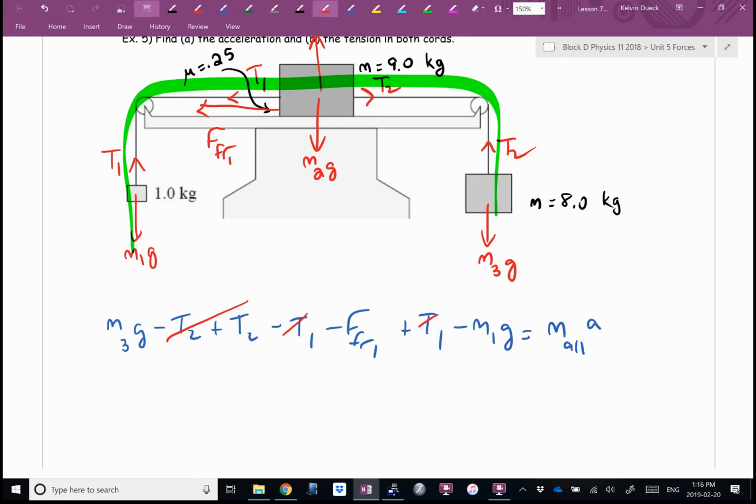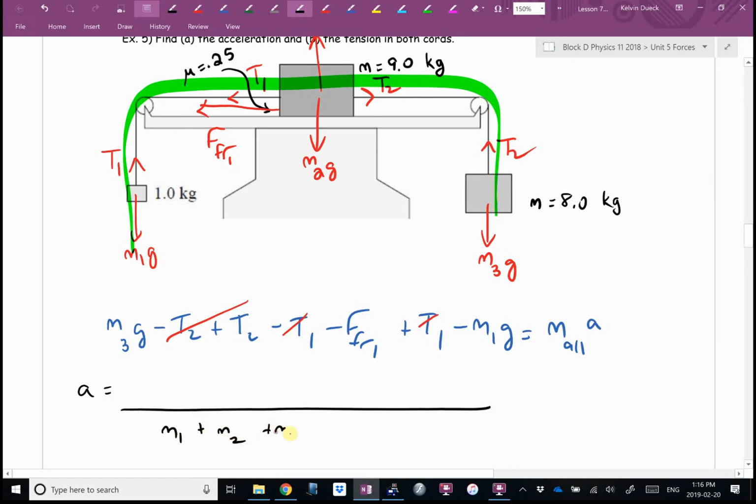Kenley, what am I trying to find in part A? How to get the A by itself. Yeah, which was the bracket that Savannah had earlier as well. Whichever way you want to think about it. So I think, Kenley, you're telling me that A equals, on the bottom, M1 plus M2 plus M3, M all. And on top we're going to have M3G minus friction force number 1. Sorry, I should have called that friction force number 2 to go with mass number 2. That was really sloppy of me.